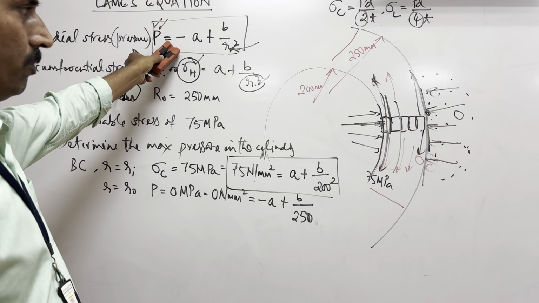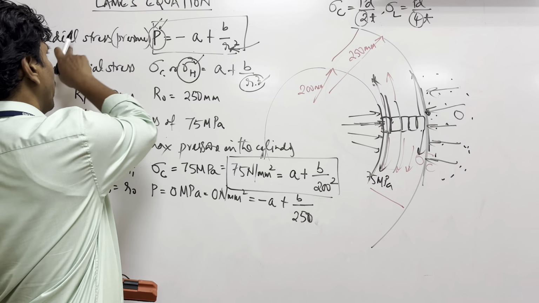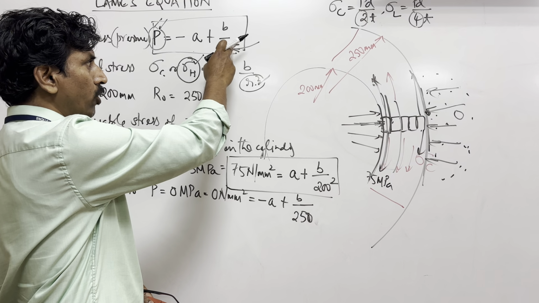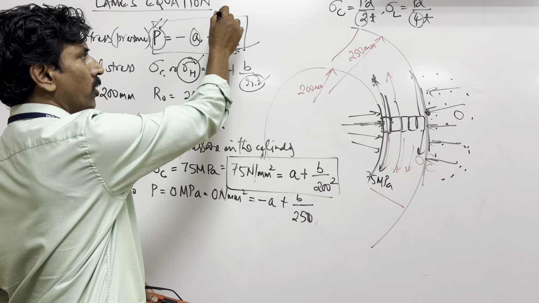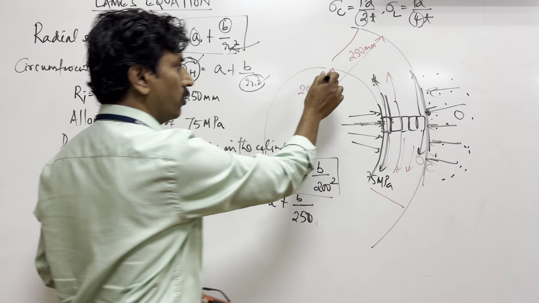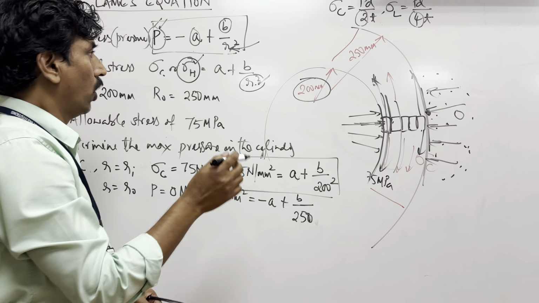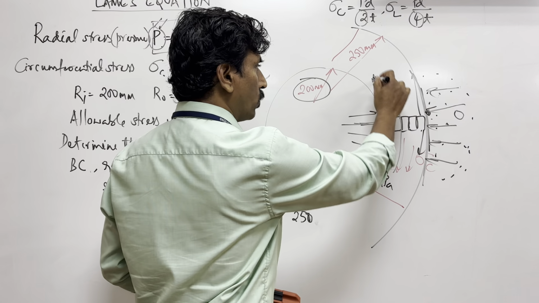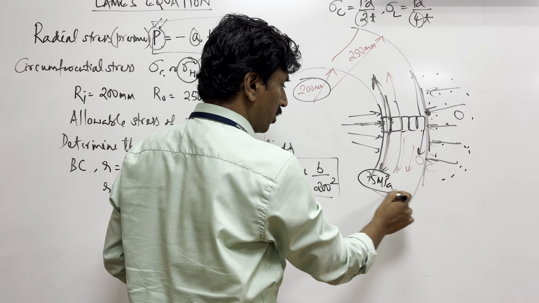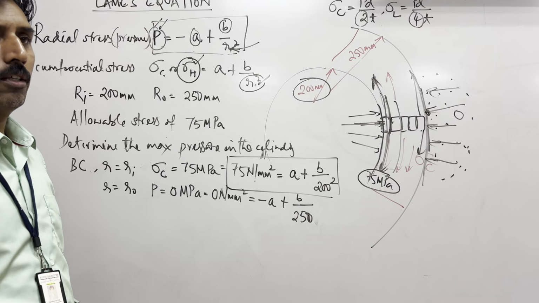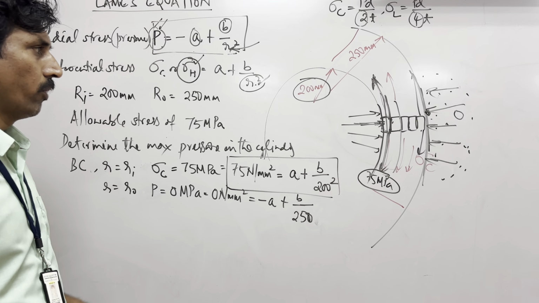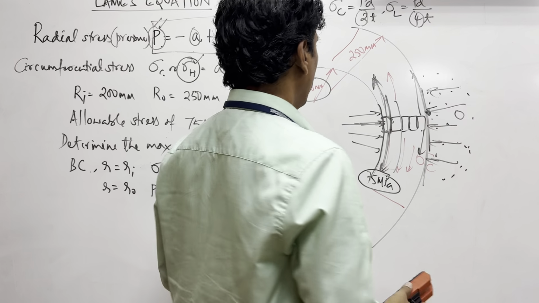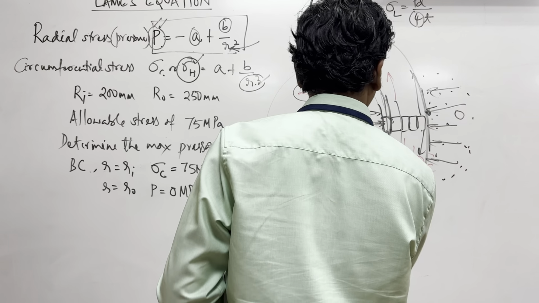the stress. That is the radial stress at the center, because here you substituted 250 earlier, and once you have found A and B, you can substitute this R value as 200. That will give you the pressure which will produce a circumferential stress of 75 MPa. So we need to solve this equation. Is it visible here? If I write here, is it visible? Now since it is visible, we'll go ahead.